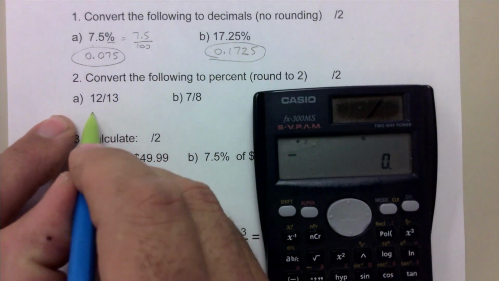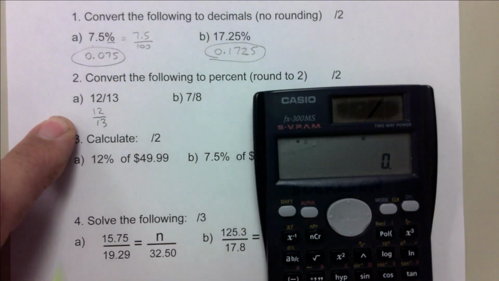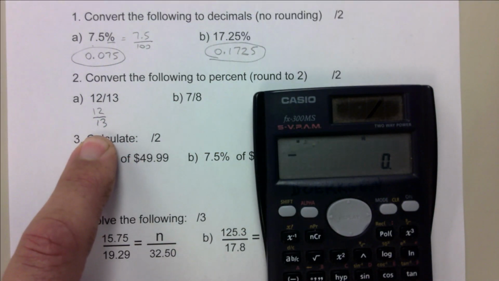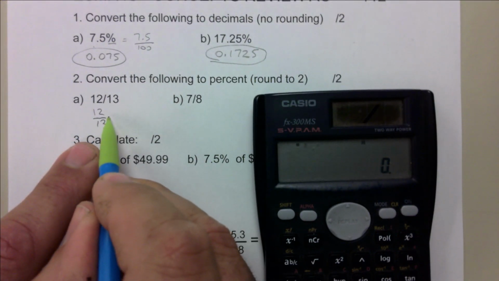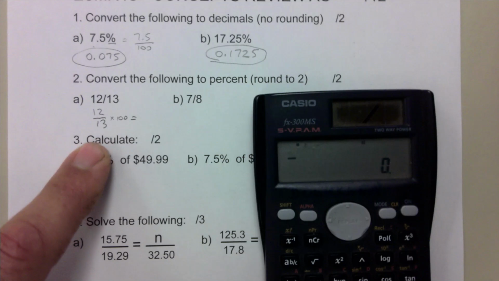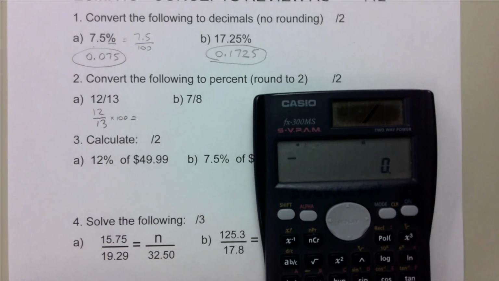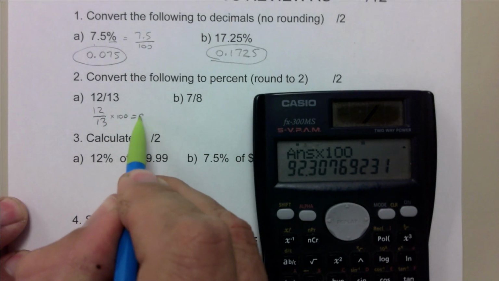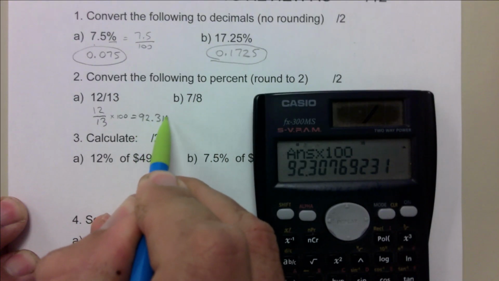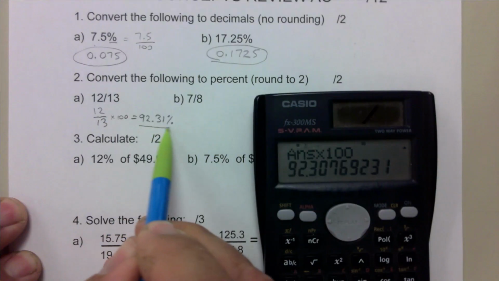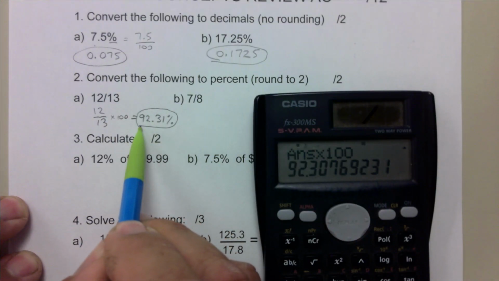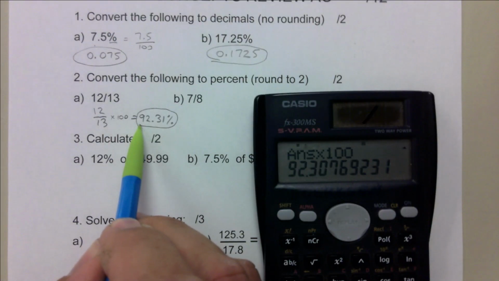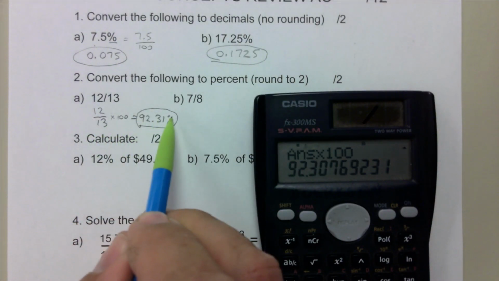But 12 over 13, maybe this wasn't clear to you. It really was a fraction, 12 over 13, like that. So we have to multiply that by 100. Okay, so you go 12 divided by 13, right? You get 0.9 something. You multiply that by 100. You get 92.31%. So you want to round to 2 decimals after you've multiplied this answer by 100.